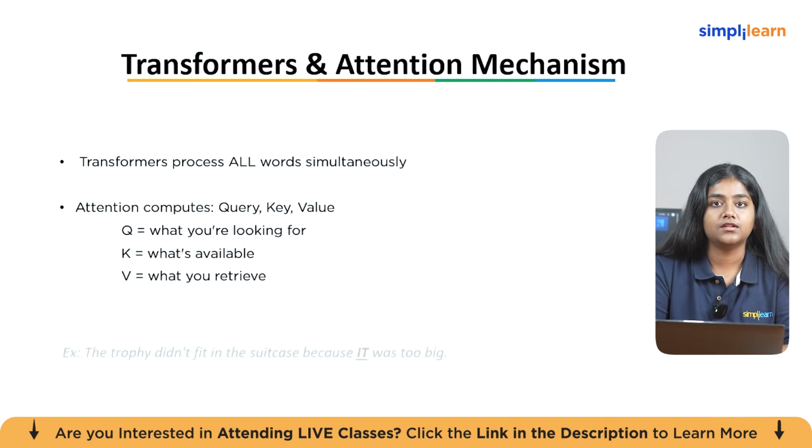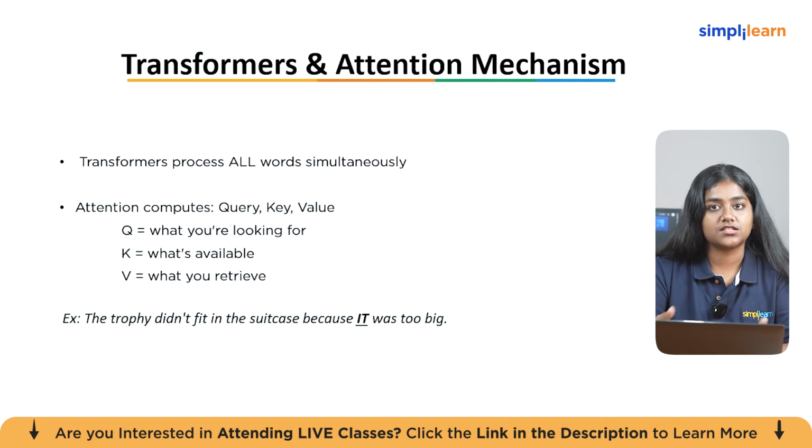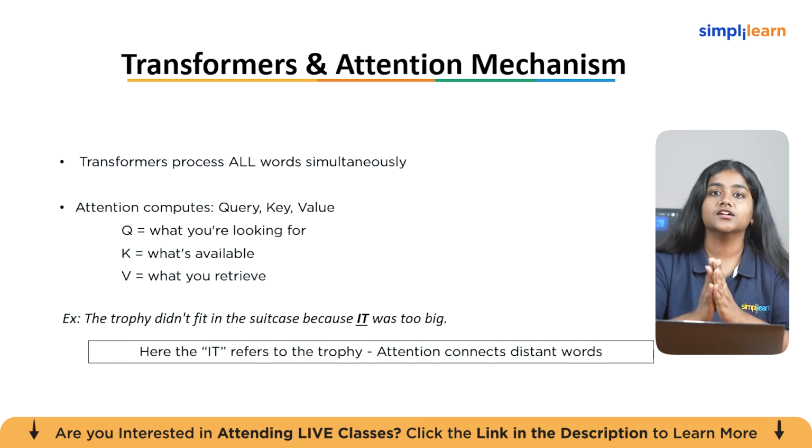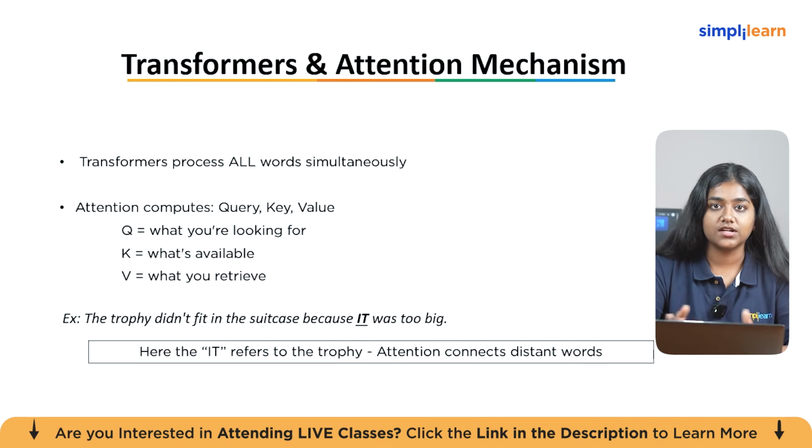Let me give you an example. The trophy didn't fit in the suitcase because it was too big. Now, as humans, we can easily understand what "it" refers to, the trophy or the suitcase. You instantly know it's the trophy. The attention mechanism allows the model to make that connection. It learns to draw relationships between distant words, capturing context in a way that RNNs simply couldn't.